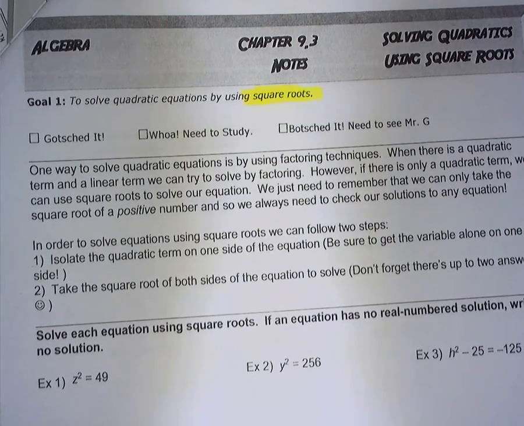Okay. So as you read through, it says one way to solve quadratic equations is using the factoring technique. Where there is a quadratic term and a linear term, we can try to solve it using factoring. So if it's a trinomial, we can use factoring. However, if there's only one quadratic term, we can take the square roots to solve the equation.